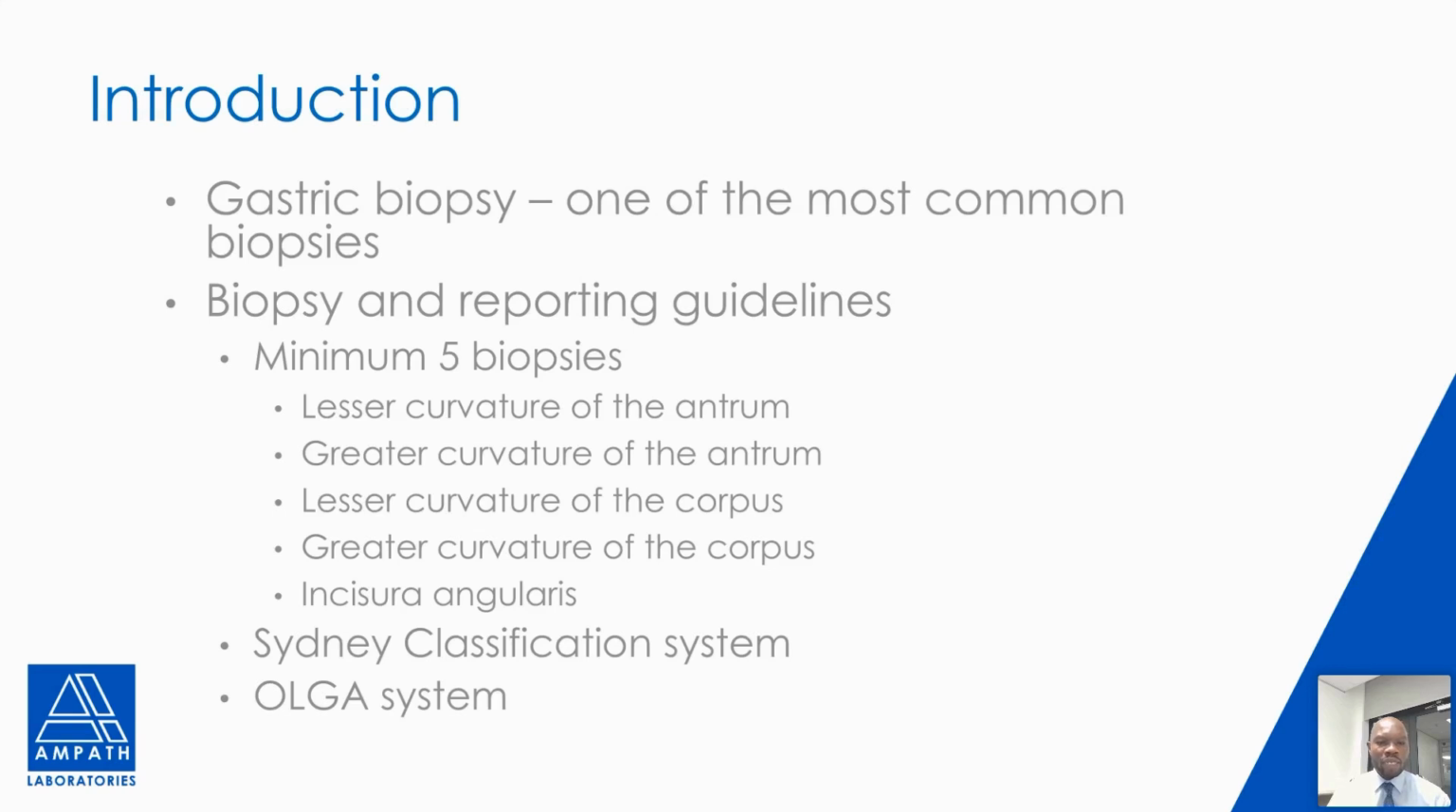So with that as well, when it comes to the reporting guidelines, whether one is looking at the Sydney classification system, the OLGA system, or the OLGIM assessment system, these also use these 5 biopsies to create the various components that one may be seeing in the specimen, whether it is the activity, the severity of the Helicobacter pylori infection, the atrophy, the intestinal metaplasia, the activity that is present.